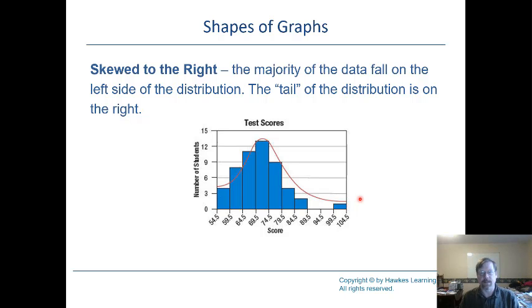It's skewed towards the tail, not skewed towards where the majority of the data is, which, if you're like me, is your knee-jerk reaction. Skewed is not where more of it is; it's skewed towards the tail.